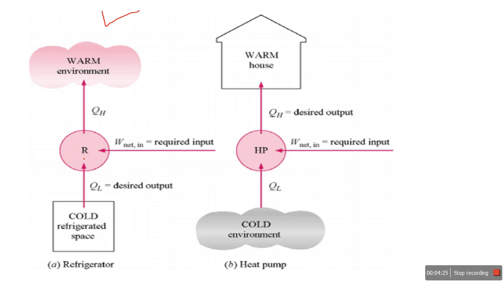The purpose of a refrigerator is to cool the room, domain or space, so that its temperature is maintained lower than the surrounding. So the refrigerator is an application for summer. The application of a heat pump is to raise the temperature of the room above the surrounding, so the heat pump is preferred in winter. In winter we need the room temperature more than the surrounding, and in summer we need the room temperature lower than the surrounding.